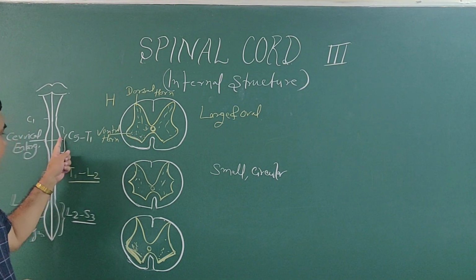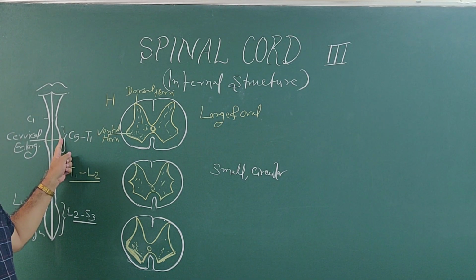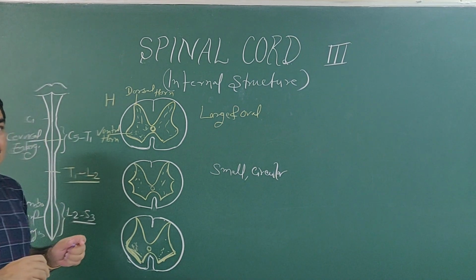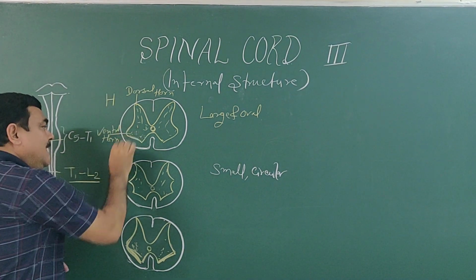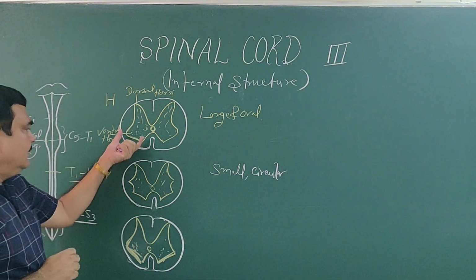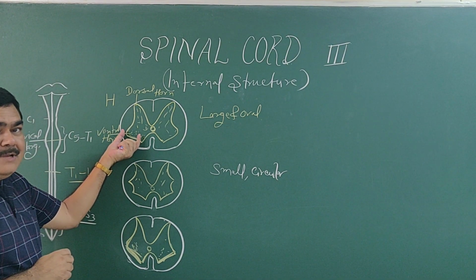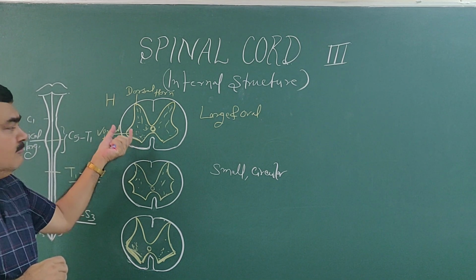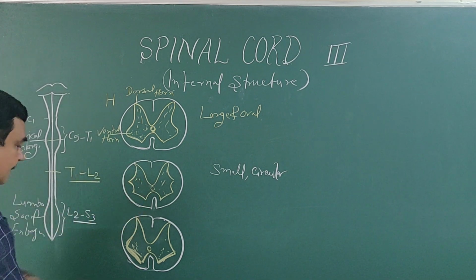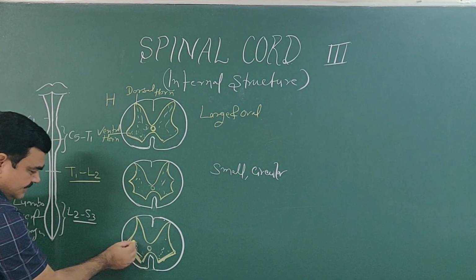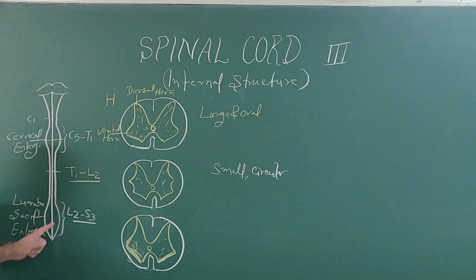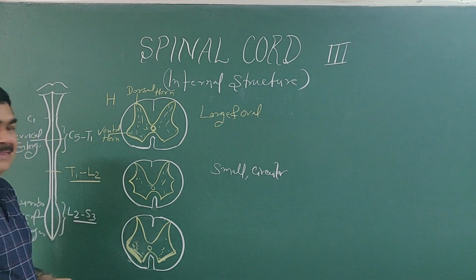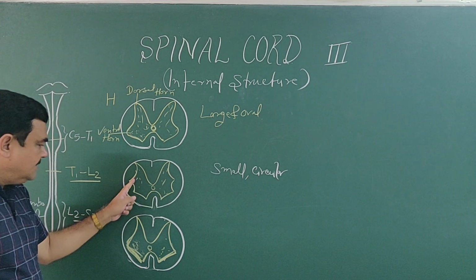because from here the brachial plexus arises, and this plexus supplies the muscles of the upper limb. Due to supplying a large number of muscles, this area becomes large, because more nerve nuclei are present to supply the large number of muscles. Same thing here: this ventral horn is large because it supplies the muscles of the lower limb.